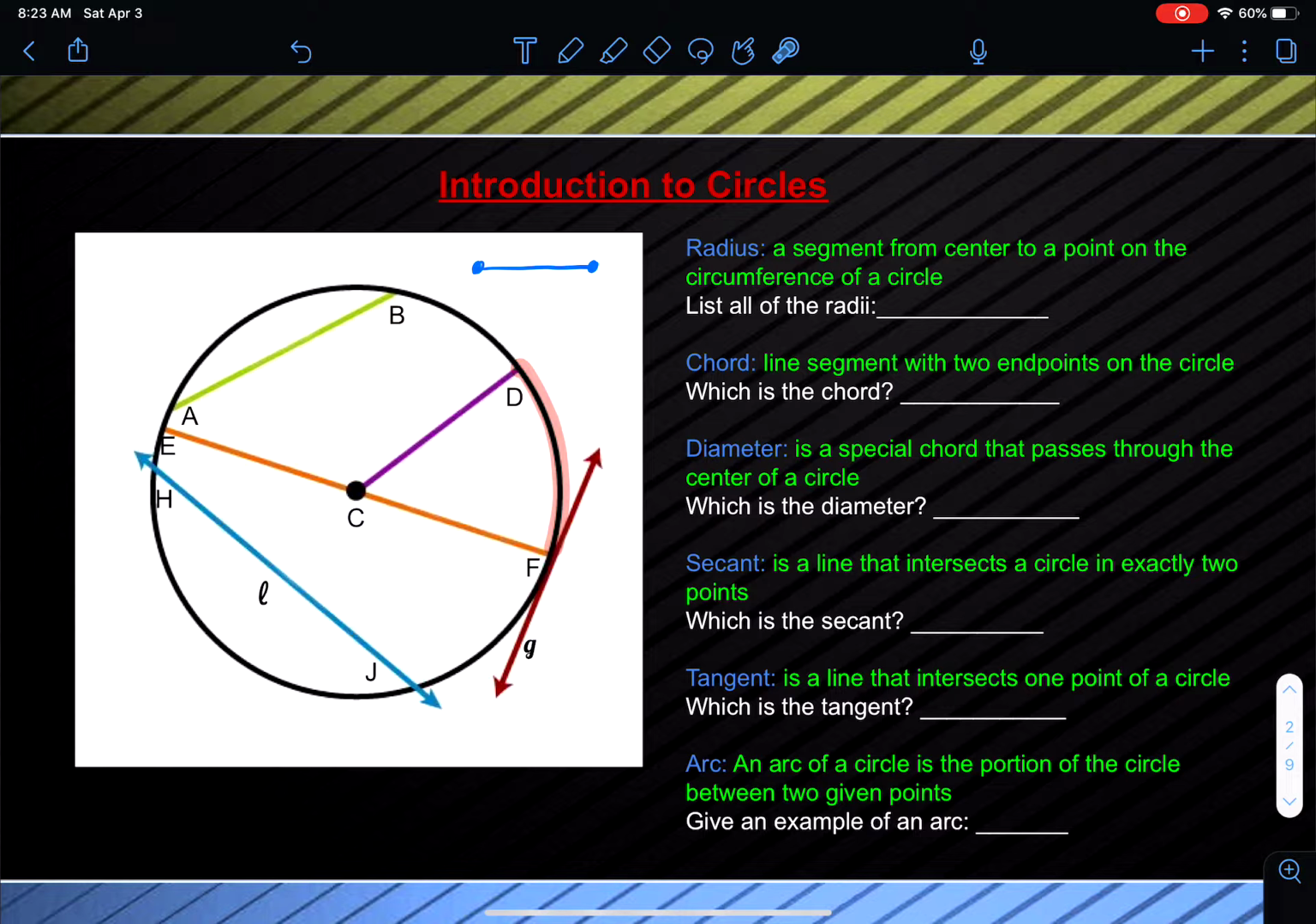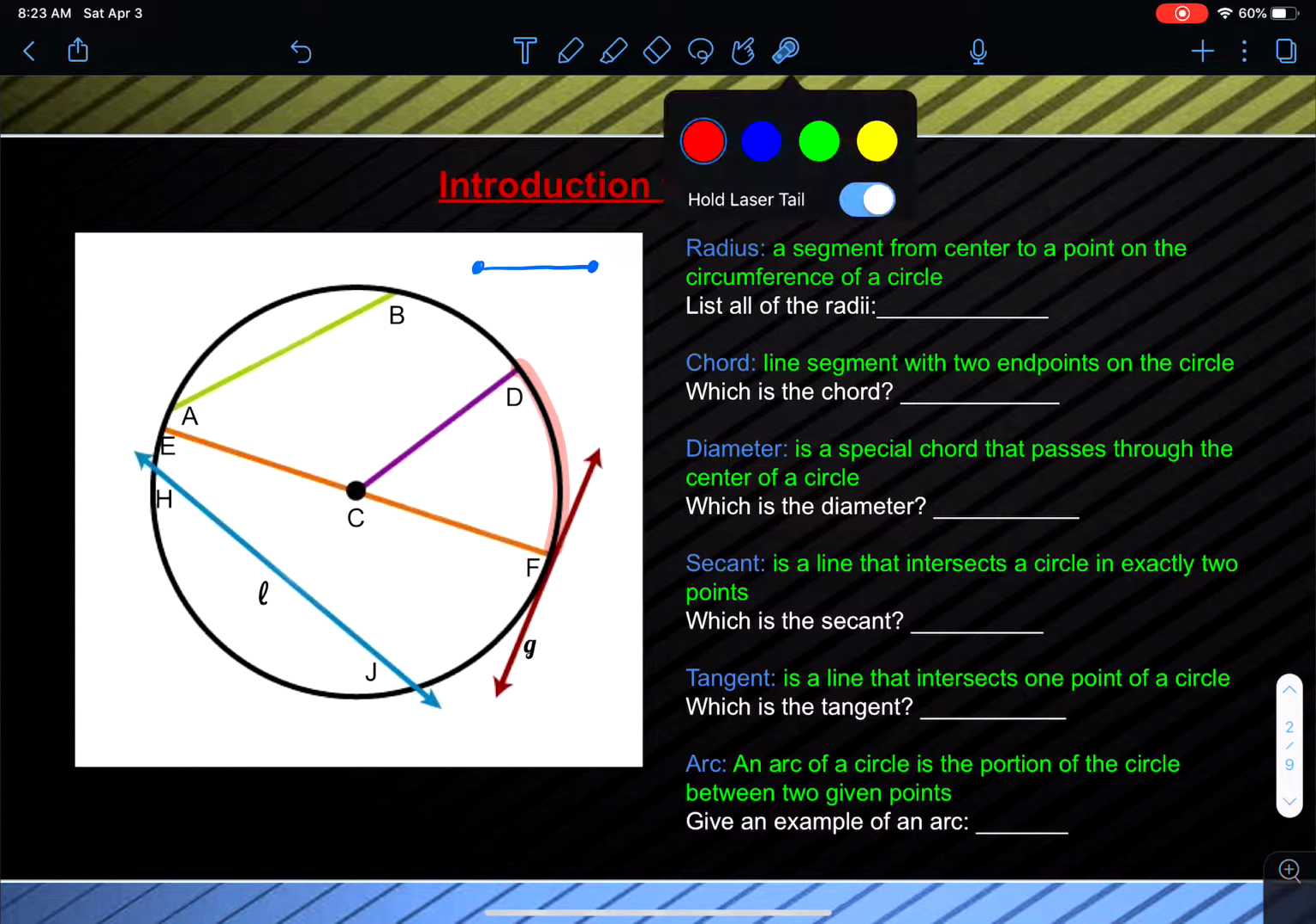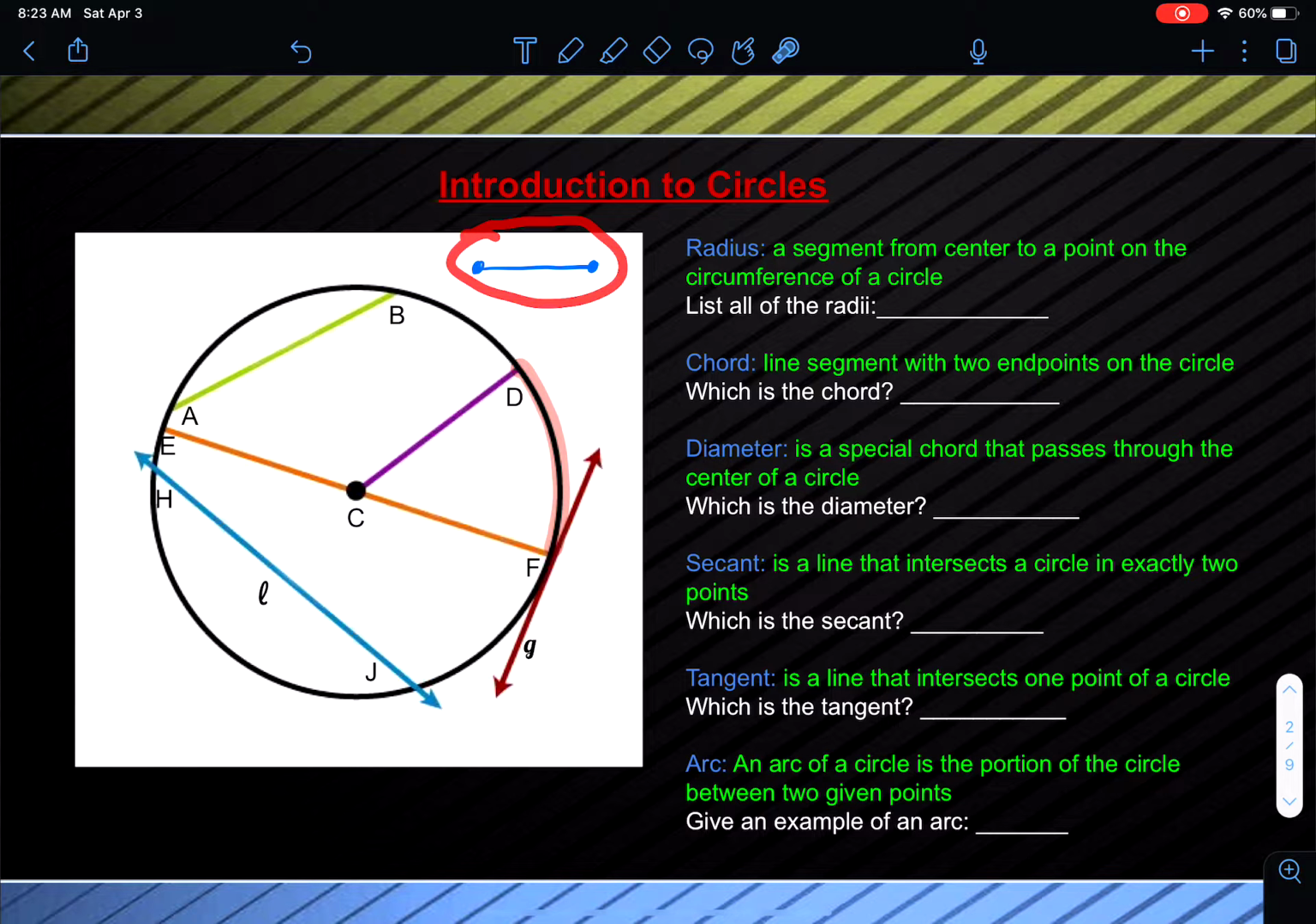A radius is a segment, and remember, a segment looks like this picture I just drew before recording this video. This is a segment. Now, a segment is a line with two endpoints. Here is an endpoint, here is an endpoint, and that means that on both sides it has a fixed point. It doesn't extend further and further, okay? So, a radius is a segment from the center to a point on the circumference of a circle. And we have to list all of the radii, and radii is just the plural for radius, okay?